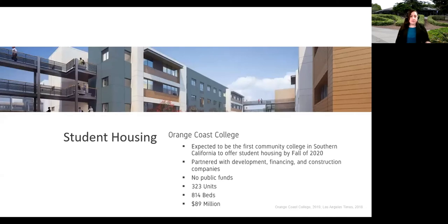There are other community colleges in the state that are looking at more permanent solutions like student housing. But these are not cheap. A solution like this at Orange Coast College costs them $89 million, right? So what if we want to do something, but we can't afford it right now, or at least we don't have those funds?